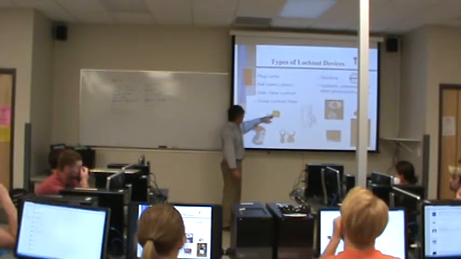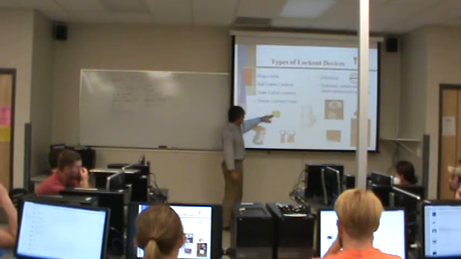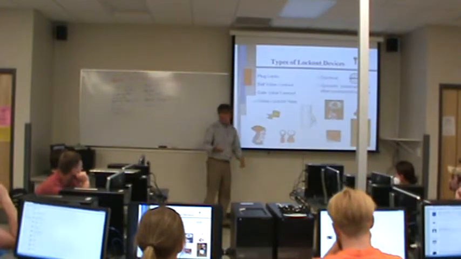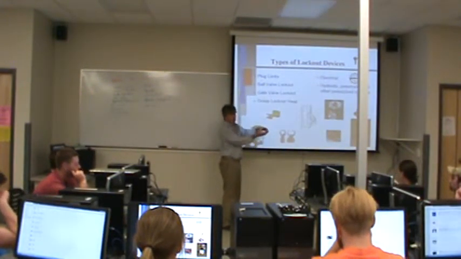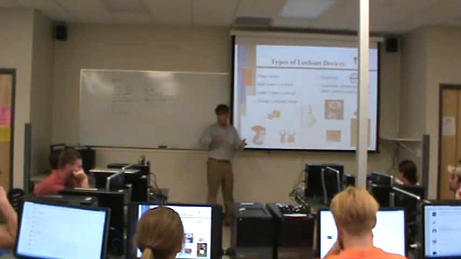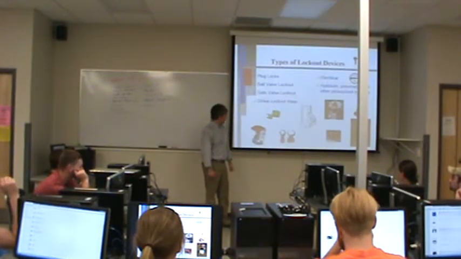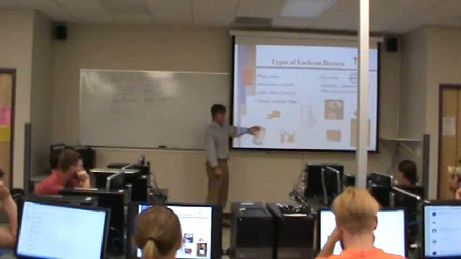You can't see it because of the resolution up here, but these are two different plugs, just plugging into wall outlets. The lockout device is simply a clamshell that closes around it and you put your lock on. That just means it can't be plugged in. Here's a device for a hand valve.